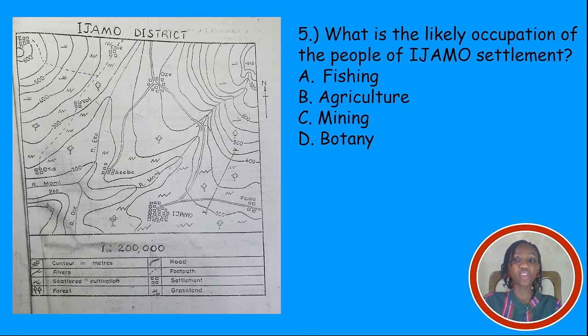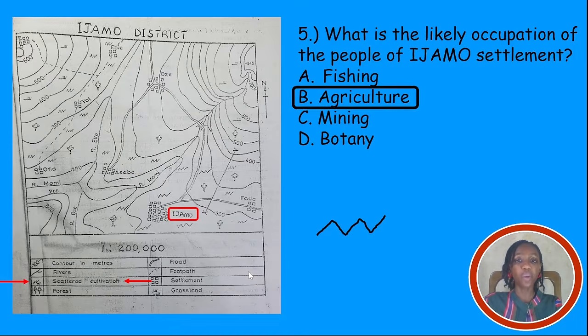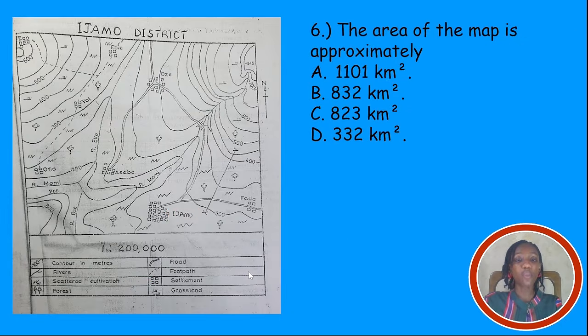So now let's identify the settlement in question, and it's right here, written in capital letters. Now, for the likely occupation of people living in this settlement, we just need to look around and compare what we can see on our map to the map key. And around the settlements, we can see some zigzag lines that look like this. And on our map key, they represent scattered cultivation. Scattered cultivation means that they were engaged in some form of agricultural activities like farming or cattle rearing, making option B our answer.